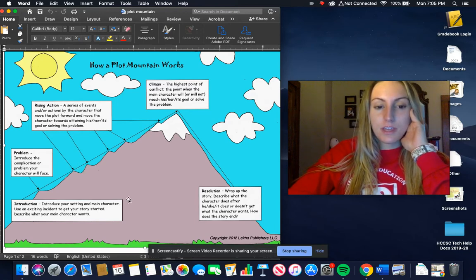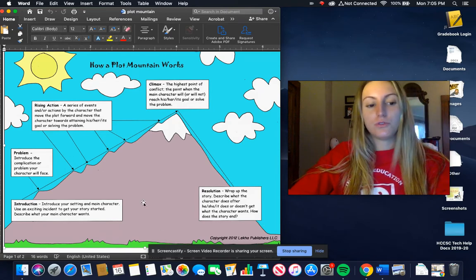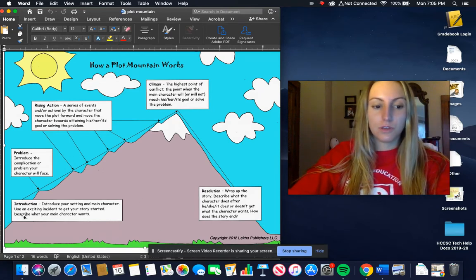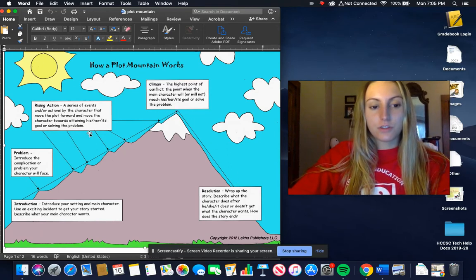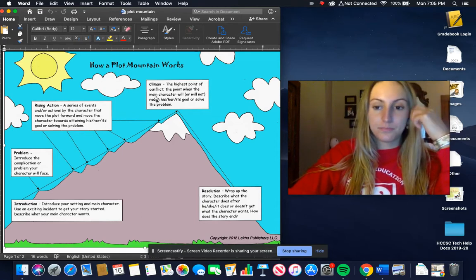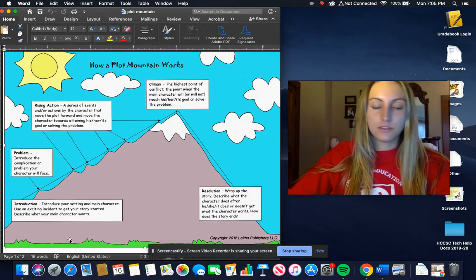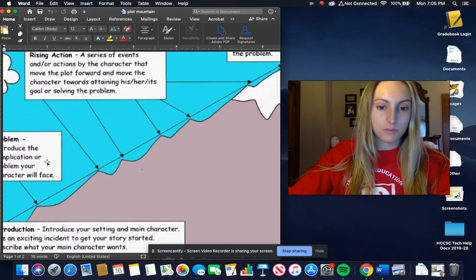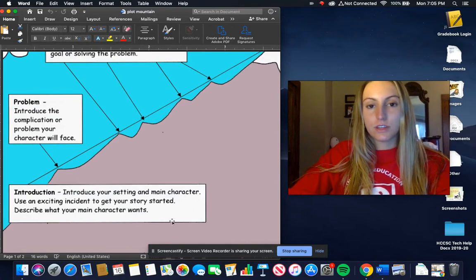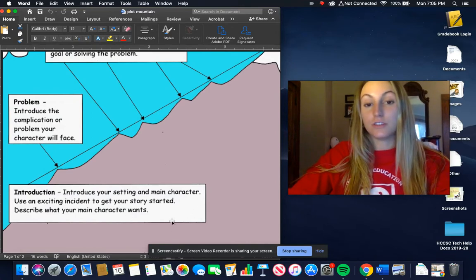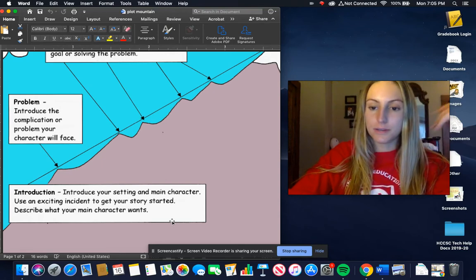But basically this is a graphic organizer that shows you the different parts in a story. If you can imagine that our mountain is our story, there are all these different parts that we have to get to until we reach the very end. Right here, let me zoom in a bit. At the very beginning of our plot mountain is an introduction. That's just telling us about our main characters and trying to hook the reader into continuing to read.